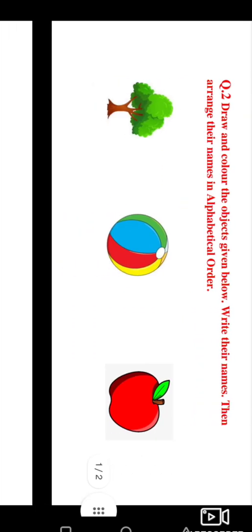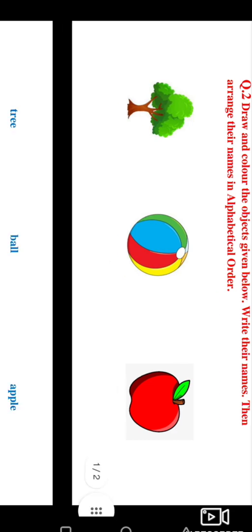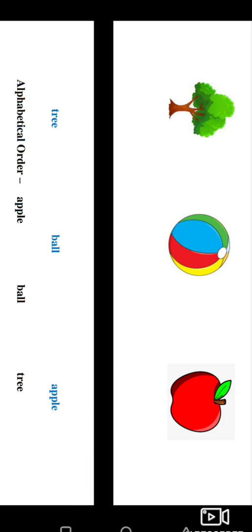Now question number 2 says you have been given some pictures. You have to draw these objects in your English notebook. You have to color them. You have to write their names. Okay, first one is tree, then we have ball, and then we have apple.